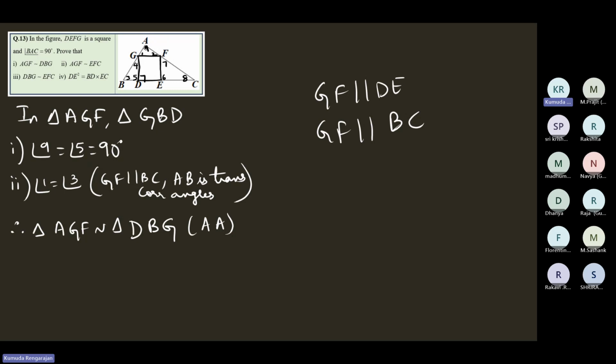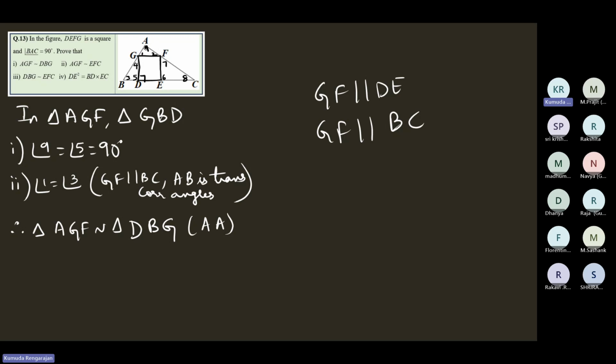The extension of DE is BC. So if GF is parallel to DE, GF is also parallel to BC. So GF is parallel to BC and AB is a transversal. Angle 1 is equal to angle 3. We don't know the measure, but they're equal. We don't want the measure also. Corresponding angles are equal. So by double A similarity, the triangles are similar.